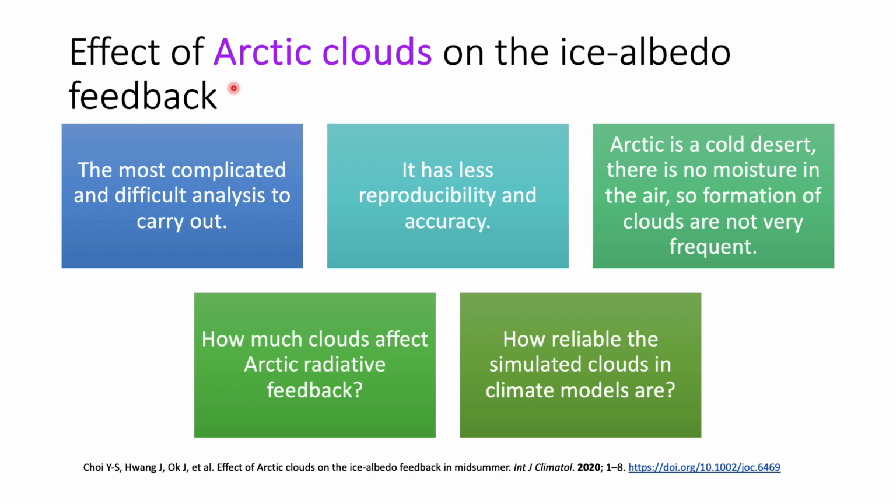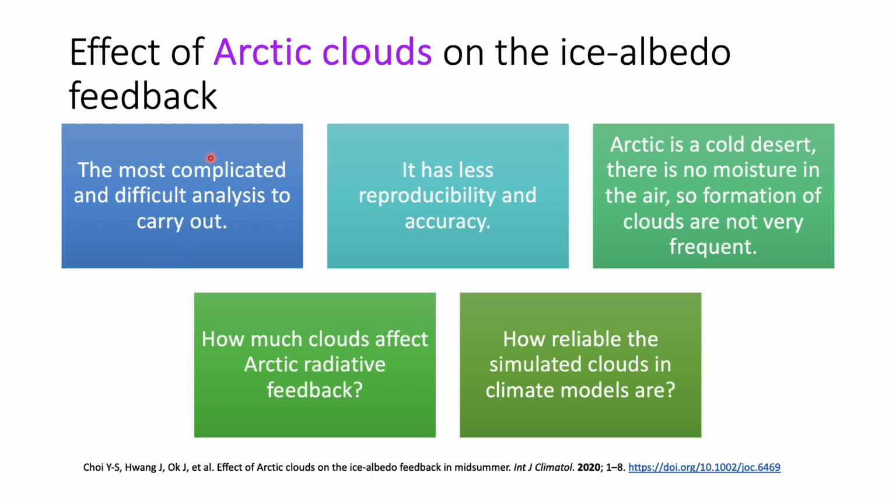Now let us look at the next important parameter, that is the effect of Arctic clouds on the ice albedo feedback. We have been discussing all these things assuming that there is no diffusion of solar radiation from the sun. So this is our basic assumption. But in reality, there are clouds which do exist in the atmosphere. So what is their effect? That is a very difficult question to answer, because this is the most complicated and difficult analysis to carry out.